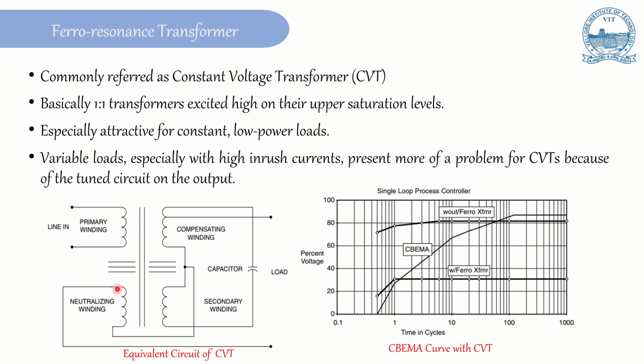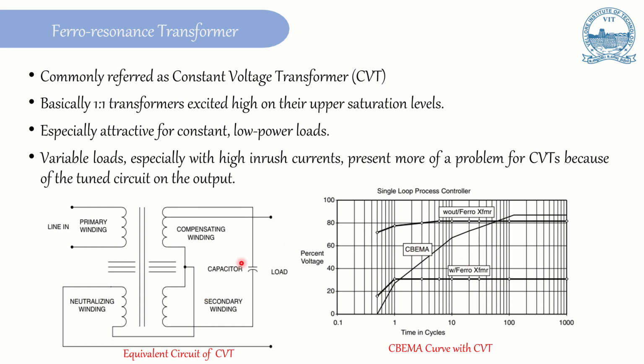But operating the transformer under saturation will lead to disturbance on the input side by introducing current harmonics or ripples in the primary side of your supply network. So this must be compensated through the compensating winding and the neutralizing winding provided in the secondary of your transformer, along with the capacitor, right? This entire setup provides compensation for the saturation that is created by the CVT in the primary, and it also maintains a constant voltage across the load.